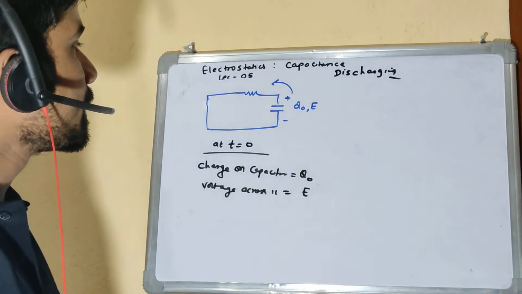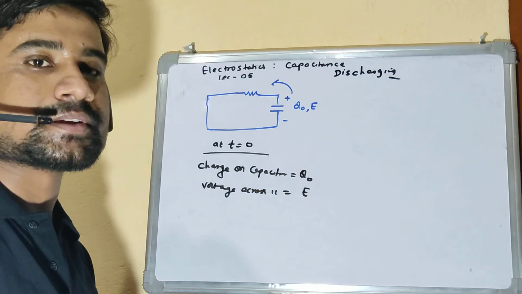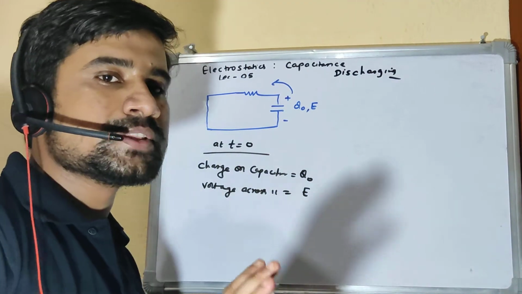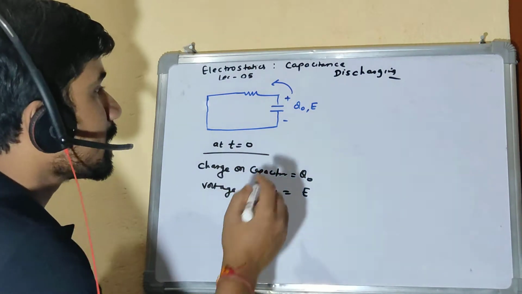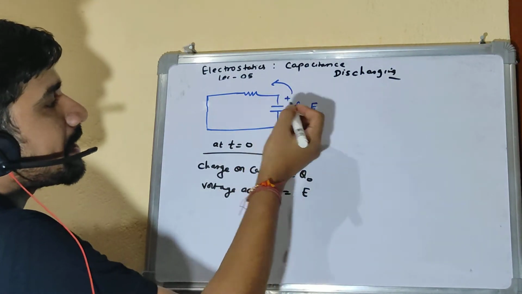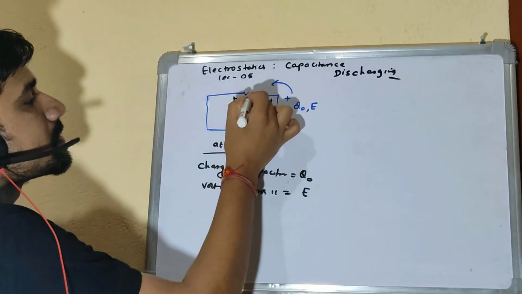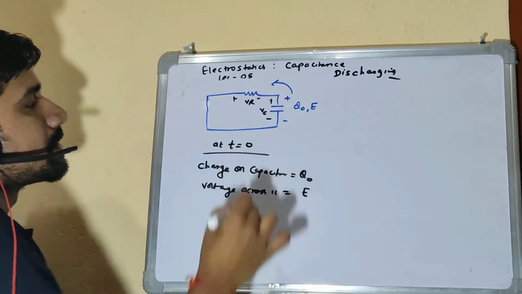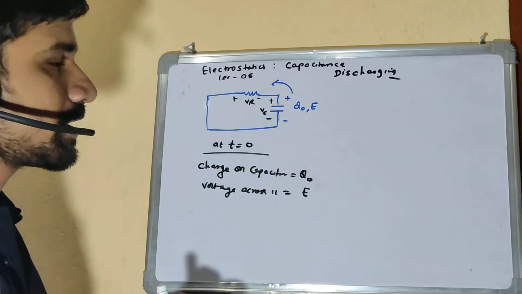Now if you see, there is no cell in the capacitor, right? There is no cell in this capacitor. So there is no cell in this circuit, right? So if you see the potential, there are two potentials in this circuit. At any time t, there is a voltage across the capacitor, there is a voltage across the resistor, right?